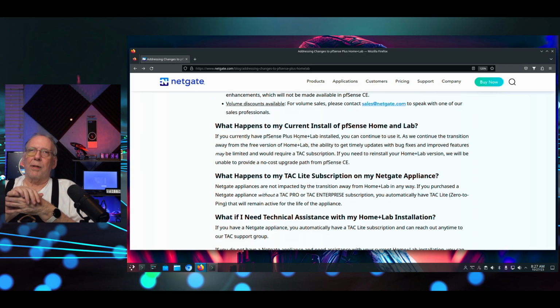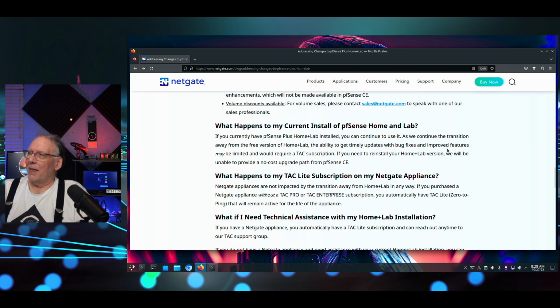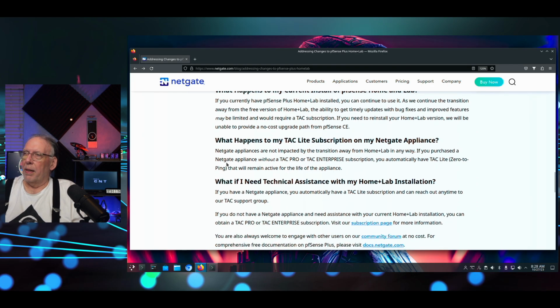So what happens to your current install of the Home and Lab? It says here that you currently have pfSense Home and Lab. You can continue to use it as we continue the transition away from the free version. But they've already done the transition. That's pretty funny. The ability to get timely updates with bug fixes and improved features may be limited and would require a subscription. If you need to reinstall your Home Lab, we will be unable to provide a no-cost upgrade path from pfSense CE, which is the way you have to do it. You have to go through CE, apply the update, and then it's a one-shot. If you're on a Netgate appliance, it says no impact.